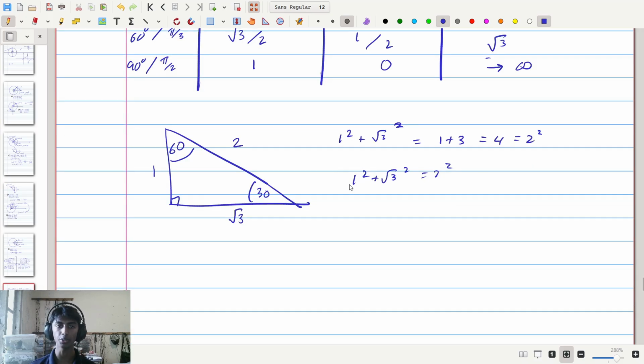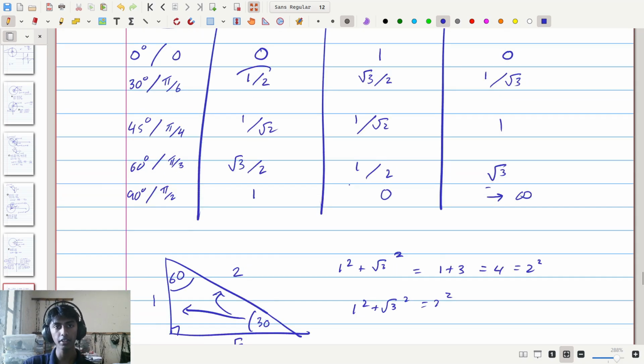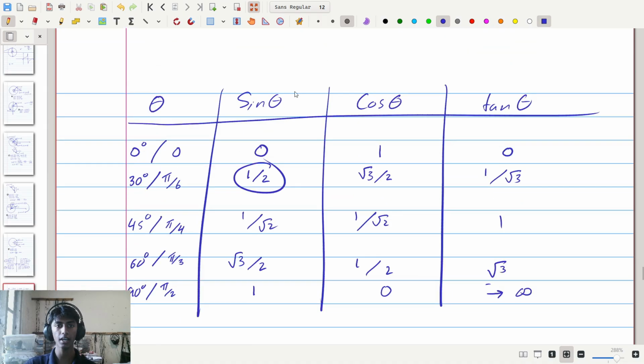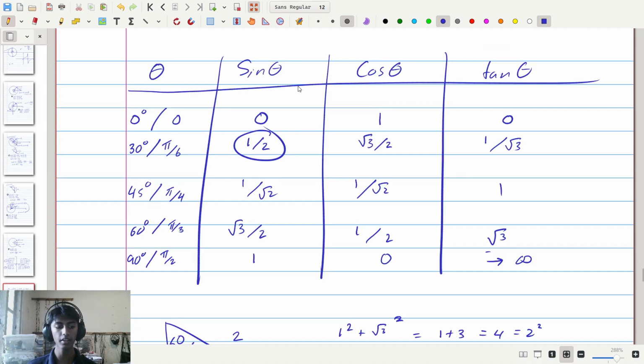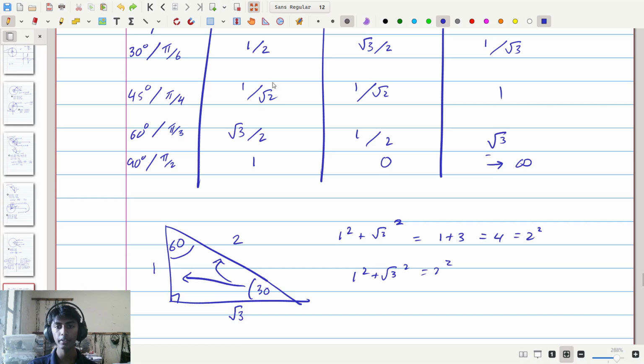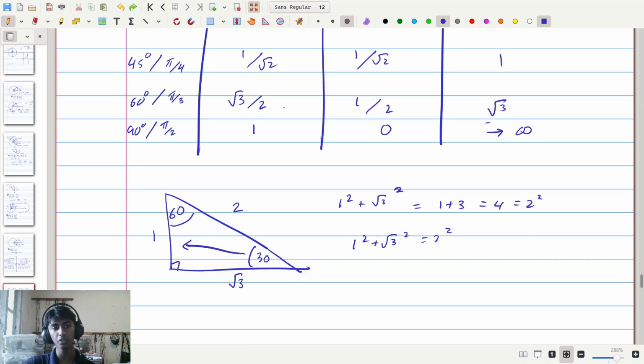Next, considering the ratios. If we take the sine of 30 degrees, sine of 30 degrees would be opposite divided by hypotenuse, which would be 1 divided by 2 or a half. Clearly we can see that sine of 30 degrees is half, as I stated in this table. Similarly, if you play around with this triangle, you can find the other values also, like tan of 60 degrees would be opposite divided by adjacent. Opposite is root 3, adjacent is 1. So tan of 60 degrees would be root 3 divided by 1 or root 3.